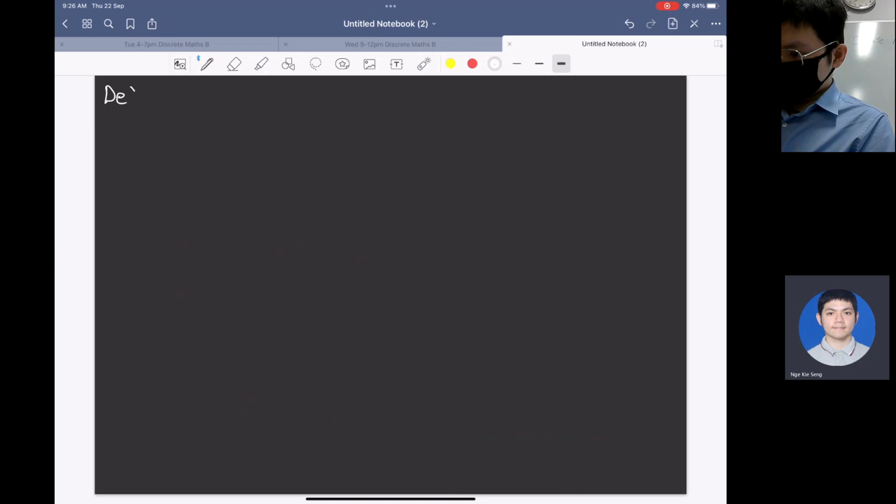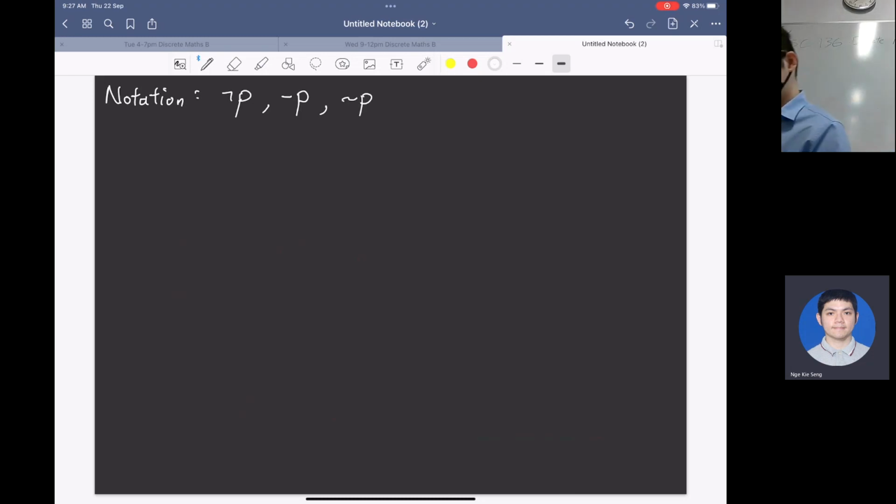Okay, next. Let's go back to notation first. Sometimes we write not P like this. We can also write minus P, or a curly P. So if you see this in the literature, you will know that this is not P.